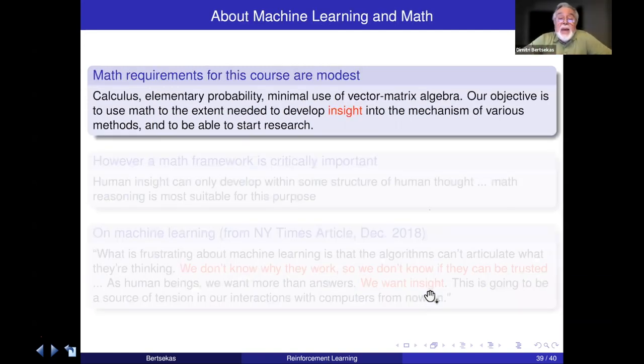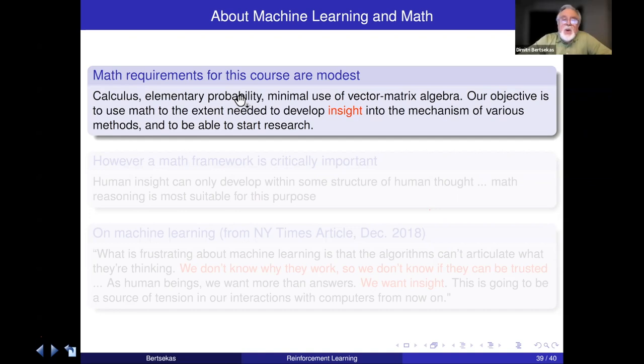Okay, a few things about math. The math requirements for this course are modest. The prerequisites listed are a full course in calculus and a first course in probability theory. Both of these are going to be important. I know that all of you have had some probability and some calculus. My experience has been that unless you practice with these mathematics over time, they tend to be forgotten.